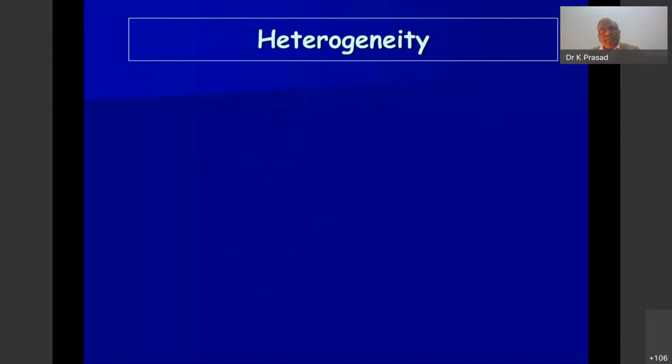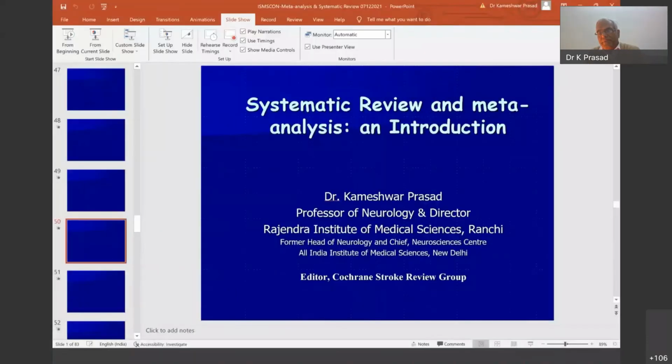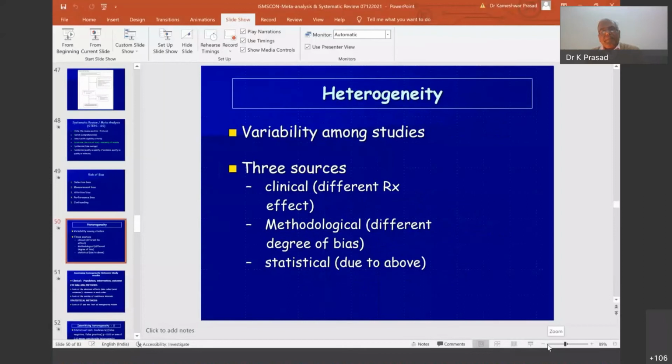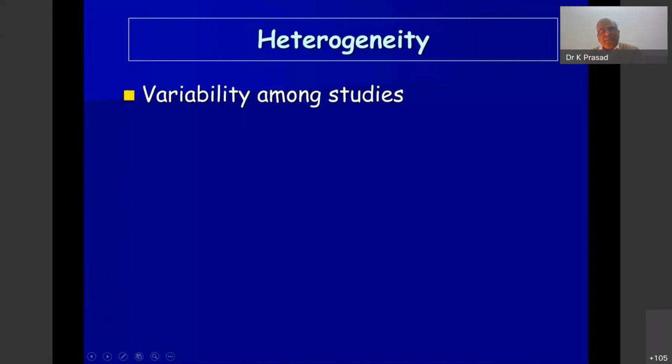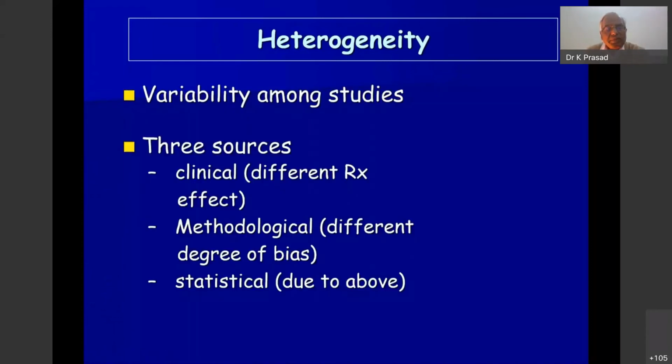Then you have to look at similarity of results. If they are not similar, that is heterogeneity. And I think that is very important to see. If you have heterogeneity, then there will be a big problem because you have to then explain what is the cause of heterogeneity. Sources of heterogeneity can be clinical, which means different kind of patients, methodological, which is different degree of bias in the studies, or sometimes statistical, which may be something which you can deal with statistically.